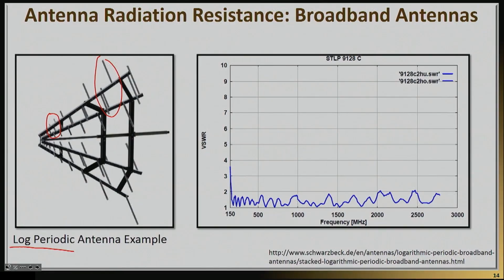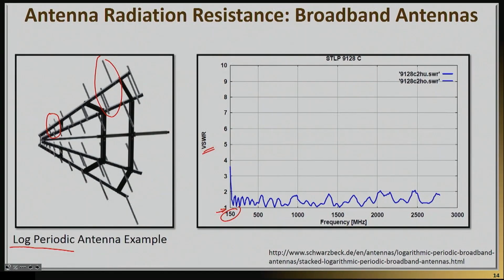And here's an example where the manufacturer is giving you the VSWR. Remember, this is the standing wave ratio related to gamma, the reflection coefficient. The ideal value is 1, but essentially anything below 2 is pretty good. And you can see here that this antenna maintains a VSWR of below 2 for well over a decade, basically from roughly 160 megahertz all the way to almost 3,000.